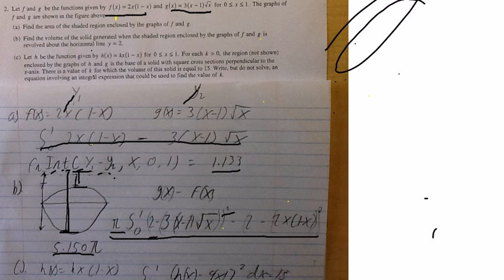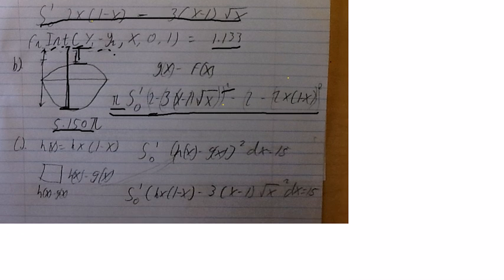For each k greater than 0, the region enclosed by the graphs of h and g is the base of a solid with a square cross-section perpendicular to the x-axis. So you just note that square cross-section. That's very important. There's a value of k for which the volume of this solid is equal to 15. Write but do not solve an equation involving an integral expression that can be used to find the value of k. So right now you know that you don't need to solve it, you just need to set up your integral.